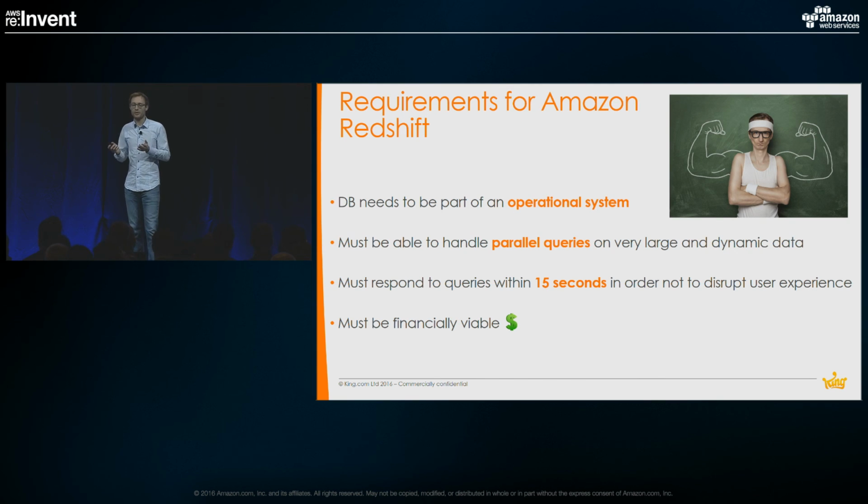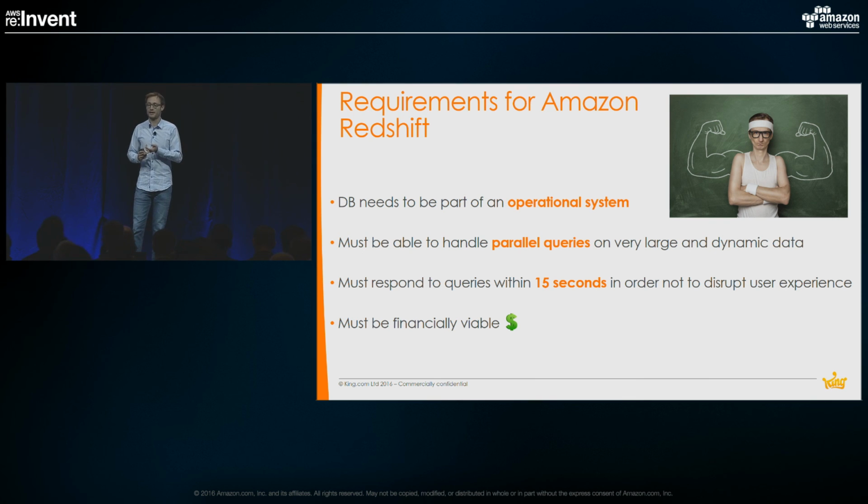Great, so let me quickly sum up the requirements we have for Redshift. We need a database that can be part of an operational system. That means it must handle a lot of parallel queries, so we can't have a big query blocking everything, because there are a lot of background tasks for continuous operation of campaigns, but also marketeers are engaging with the system constantly.